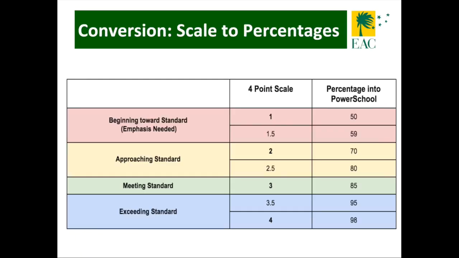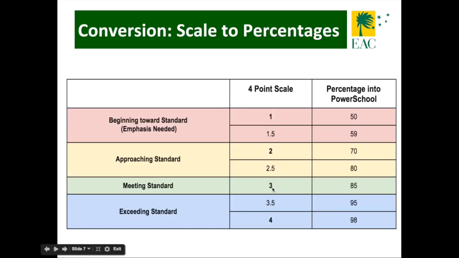Here is a conversion scale for the transition period into standards-based grading. On the rubrics, which you will see in the next couple of slides, it is a 4-point scale. Students getting a 1 or 1.5 are beginning toward the standard and need emphasis to improve and reach the standard. Students getting a 2 and 2.5 are approaching the standard. They're almost there, but not quite yet.